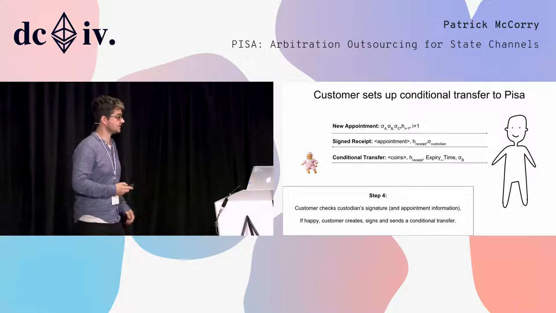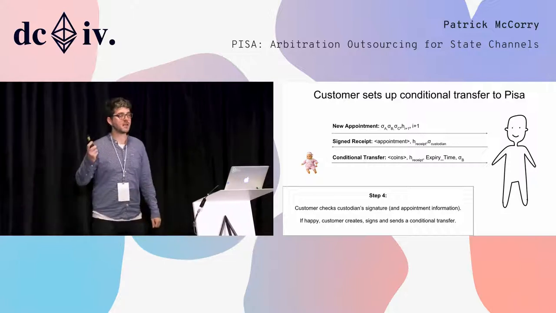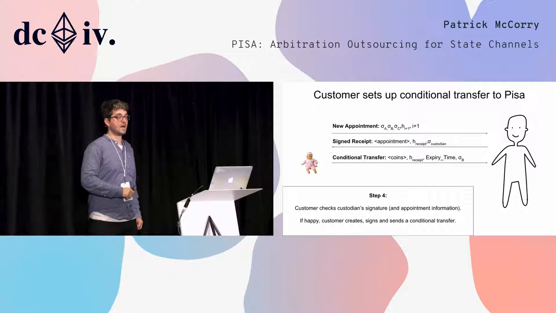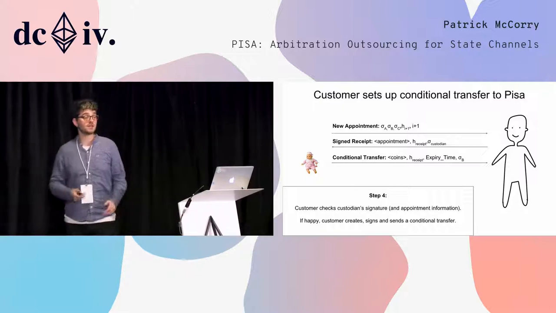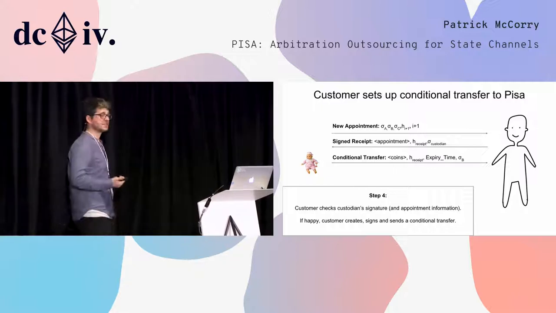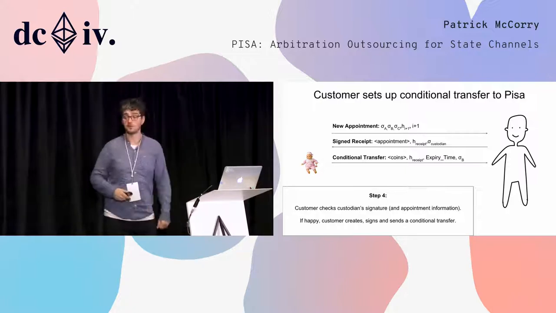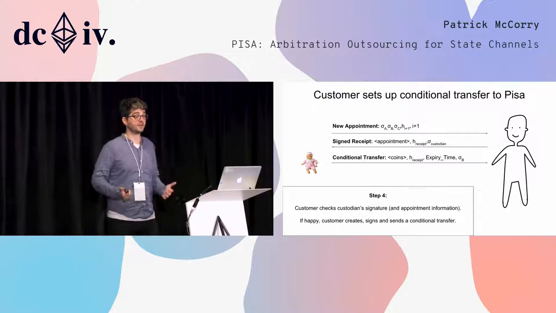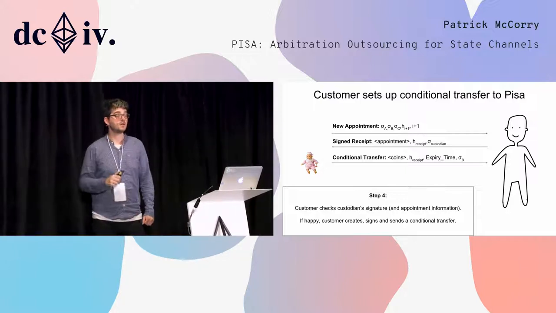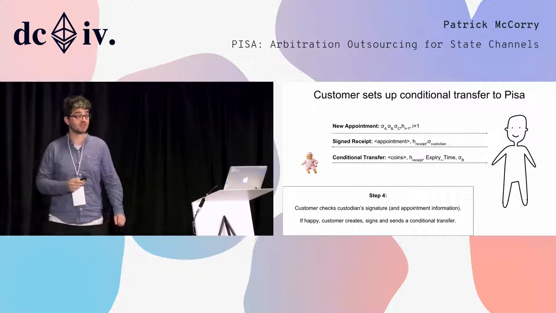Now the customer gets this. The customer does some sanity checking as well. The customer says, yep, the tower has agreed to watch the job that I asked them to do. And now the customer will send a conditional transfer to the third party. Now, what is a conditional transfer? In this case, the transfer will say the following: third party, if you reveal the pre-image of the receipt hash before time T, you can get this payment. And that's basically what the conditional transfer will say.